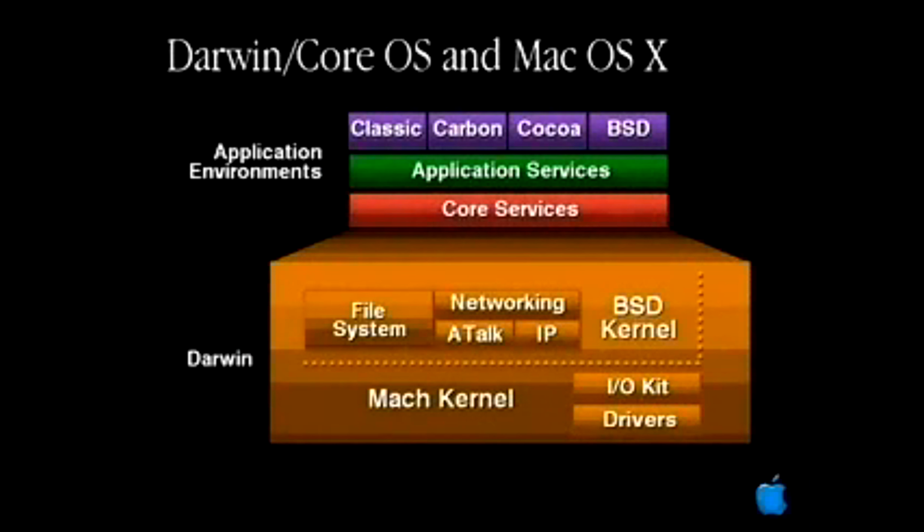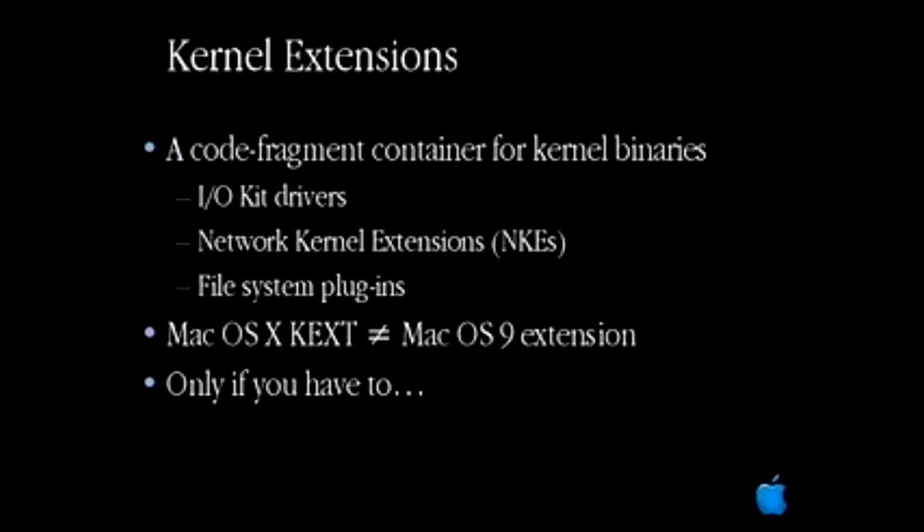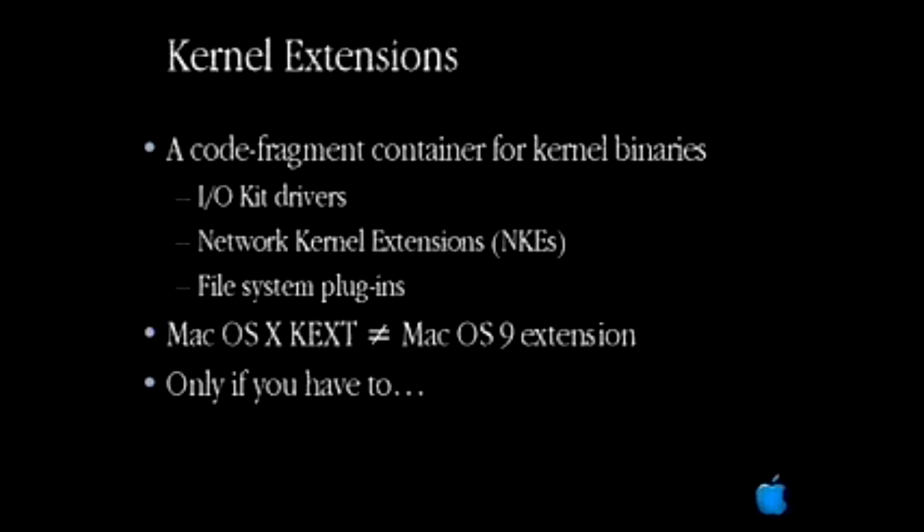I want to talk briefly about some of the kernel environment issues that you might deal with in macOS 10. Specifically, kernel extensions. I've mentioned that IOKit, networking, and file systems are all part of the KDK, the kernel development kit environment. There's a bunch of interesting issues that surround this, and we've tried to come up with a common model and set of services and architecture for supporting kernel extensions. Kernel extensions can be best described as a code fragment container for kernel binaries, basically a way to extend the kernel. And they're used in these services, as I've already mentioned.